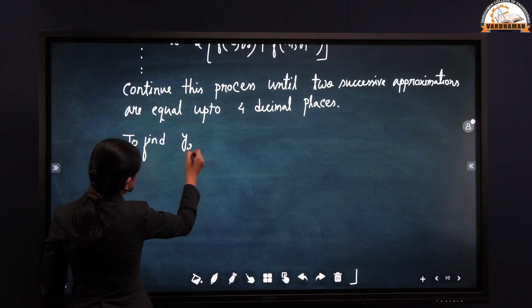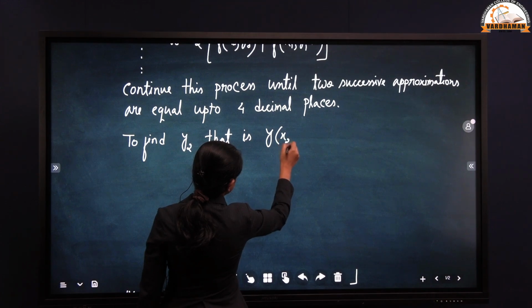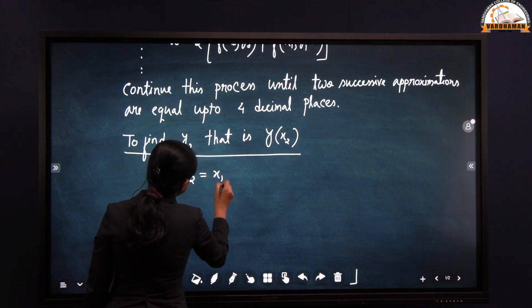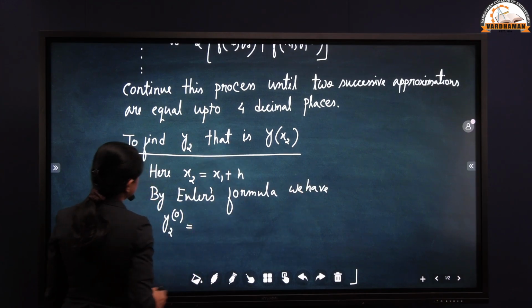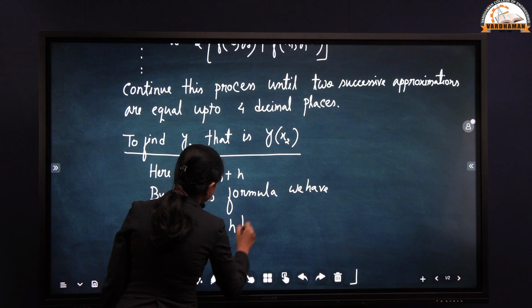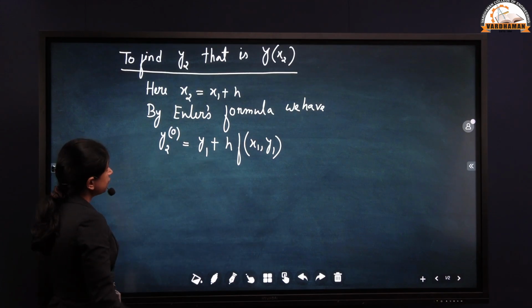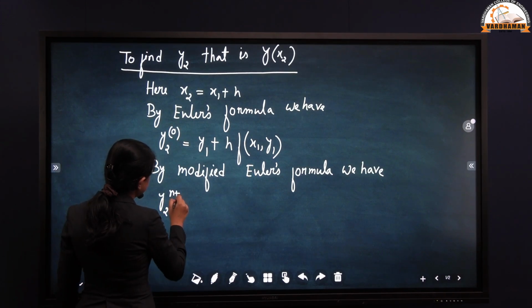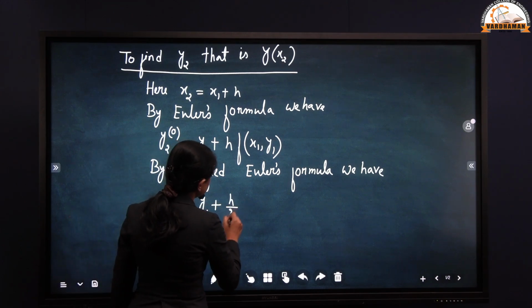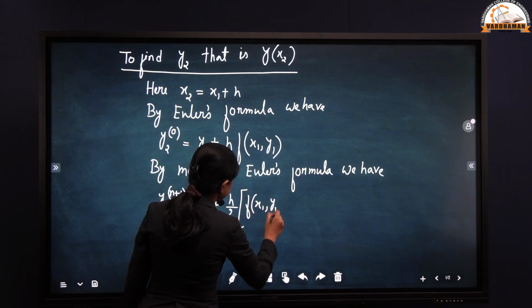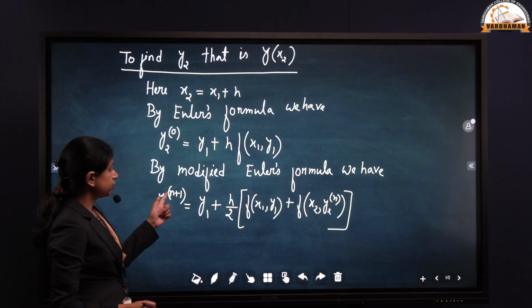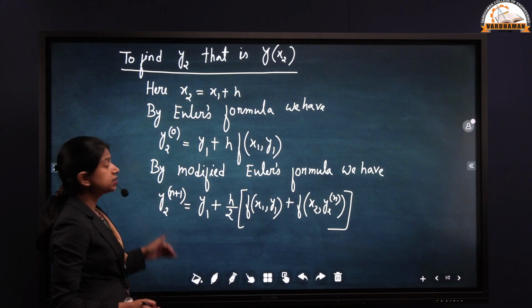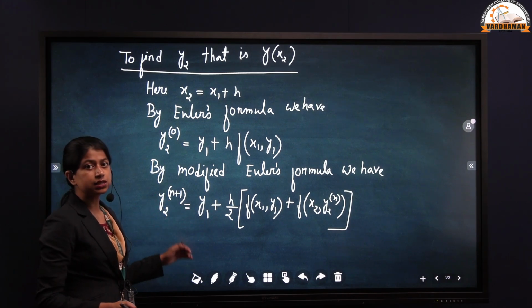To find y2, that is y at x2. So here x2 is equal to x1 plus h. By Euler's formula, we have y2 0 equal to y1 plus h into f of x1 y1. Then by modified Euler's formula, we get y2 n plus 1 equal to y1 plus h by 2 f of x1 comma y1 plus f of x2 comma y2 n. If we put n equal to 0, 1, 2, 3 and so on, we will get different values and we will continue this process until two successive approximations are equal.